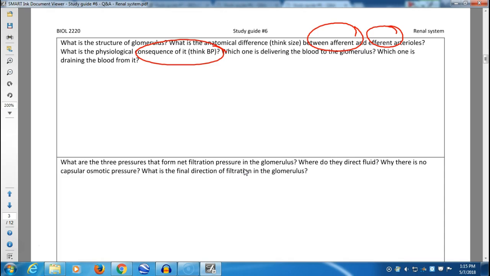Please know what's going to happen to GFR if pressures change. Say, if blood pressure changes, which pressure changes? Hydrostatic, capillary. It increases. Are we clear? If I tie down the ureter, filtrate will accumulate in the kidneys and capsular pressure will increase. There will be no drainage of filtrate. Does that make sense?